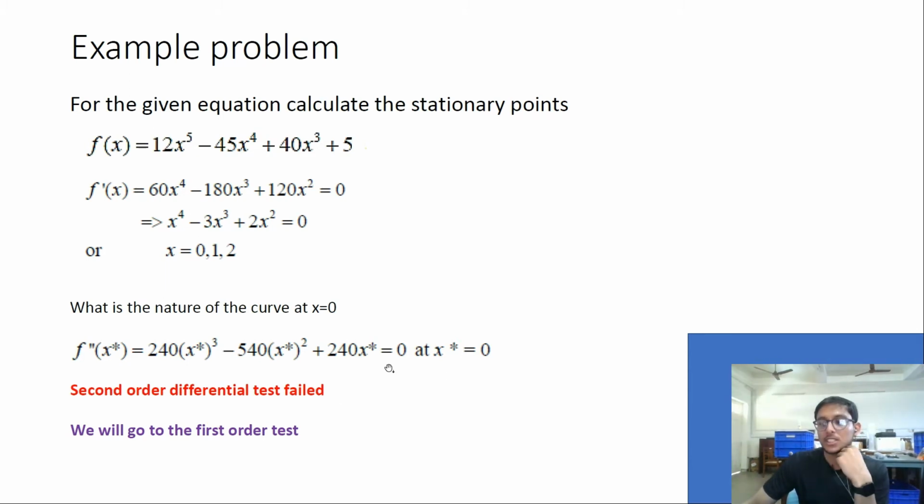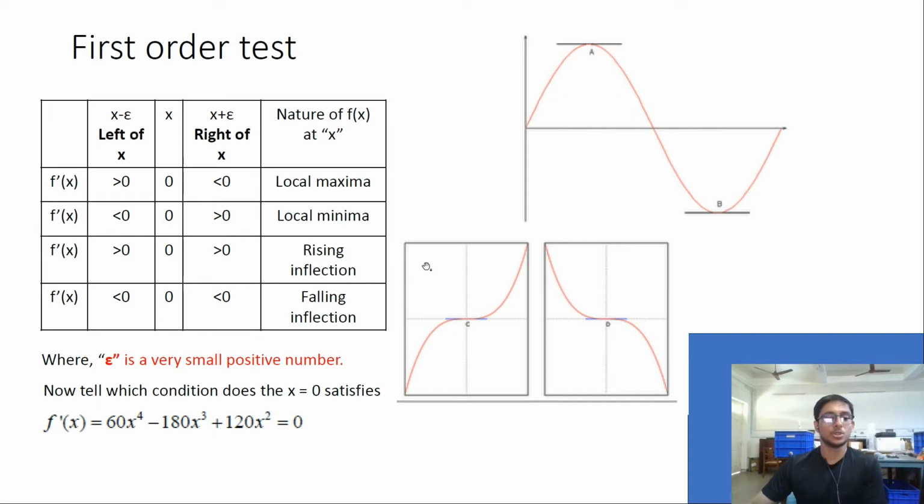Now instead of going to a higher order derivative, I will go to a first order derivative test and check. So what is this first order test? It is shown here. Let's say x is a point where your second order derivative failed. First of all it was a stationary point, so f dash x is 0 there. Then you go just a little to the right of x. So let's say we add a very small value to that particular x, and then we calculate f dash x.